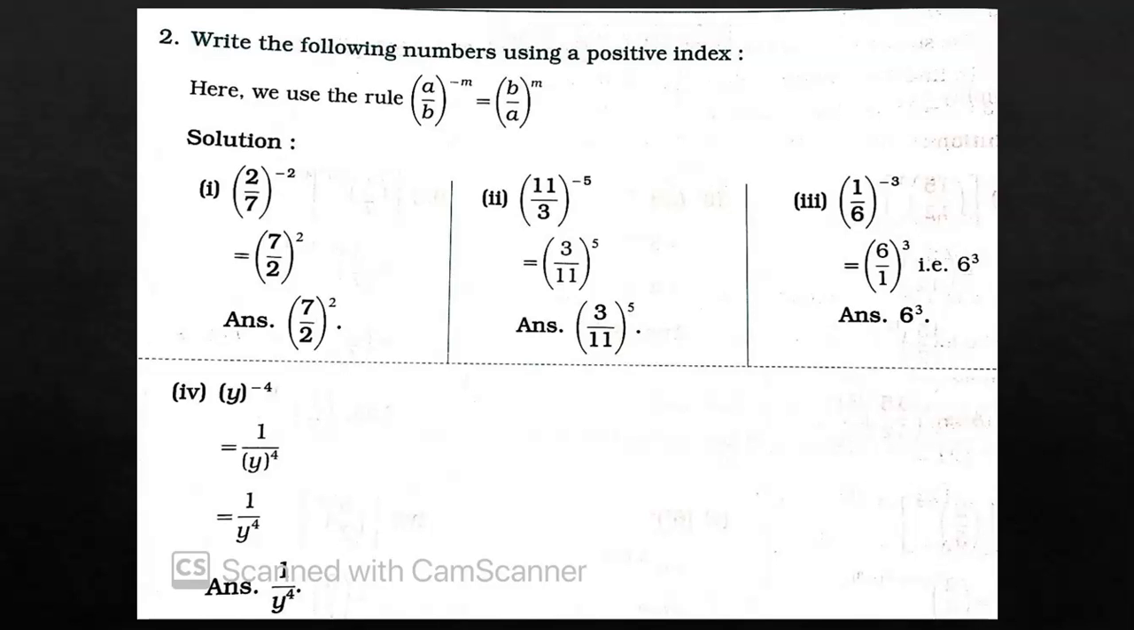Third one, 1 upon 6 raised to minus 3 will become 6 upon 1 raised to 3. Now here, if we have 1 in the denominator and it has a positive sign, then we don't write that. Hence, the answer will be 6 raised to 3. Y raised to minus 4, I will get as 1 upon y raised to 4. So the answer is 1 upon y raised to 4.